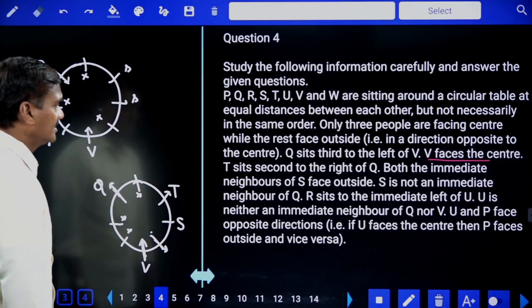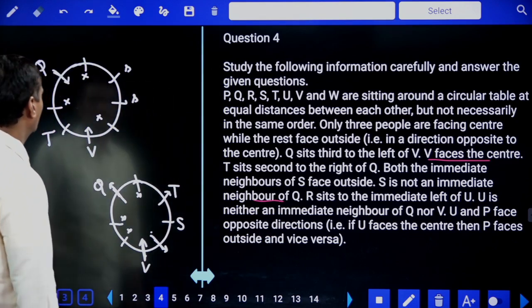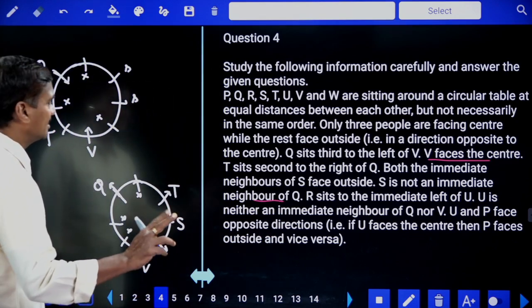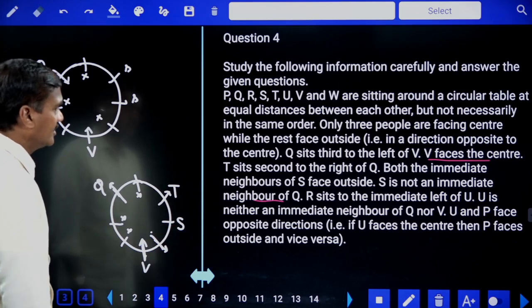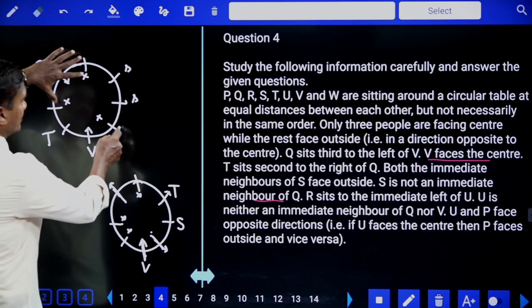And next one, T sits second to the right of Q. S is not an immediate neighbor of Q. R sits to the immediate left of U. R is to the immediate left of U means R and U are adjacent to each other. U is neither an immediate neighbor of Q nor V. U cannot be in these two places, U cannot be here.